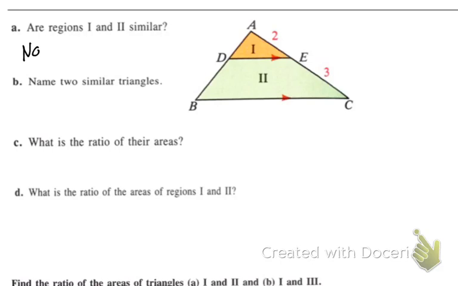Can someone name 2 similar triangles that are in there? If region 1 and region 2 aren't similar, what are our 2 similar triangles? ABC and ADE. Yep, perfect. Let's put triangle in front of that, so I know I'm talking about a triangle. Triangle ABC is definitely similar to triangle ADE.